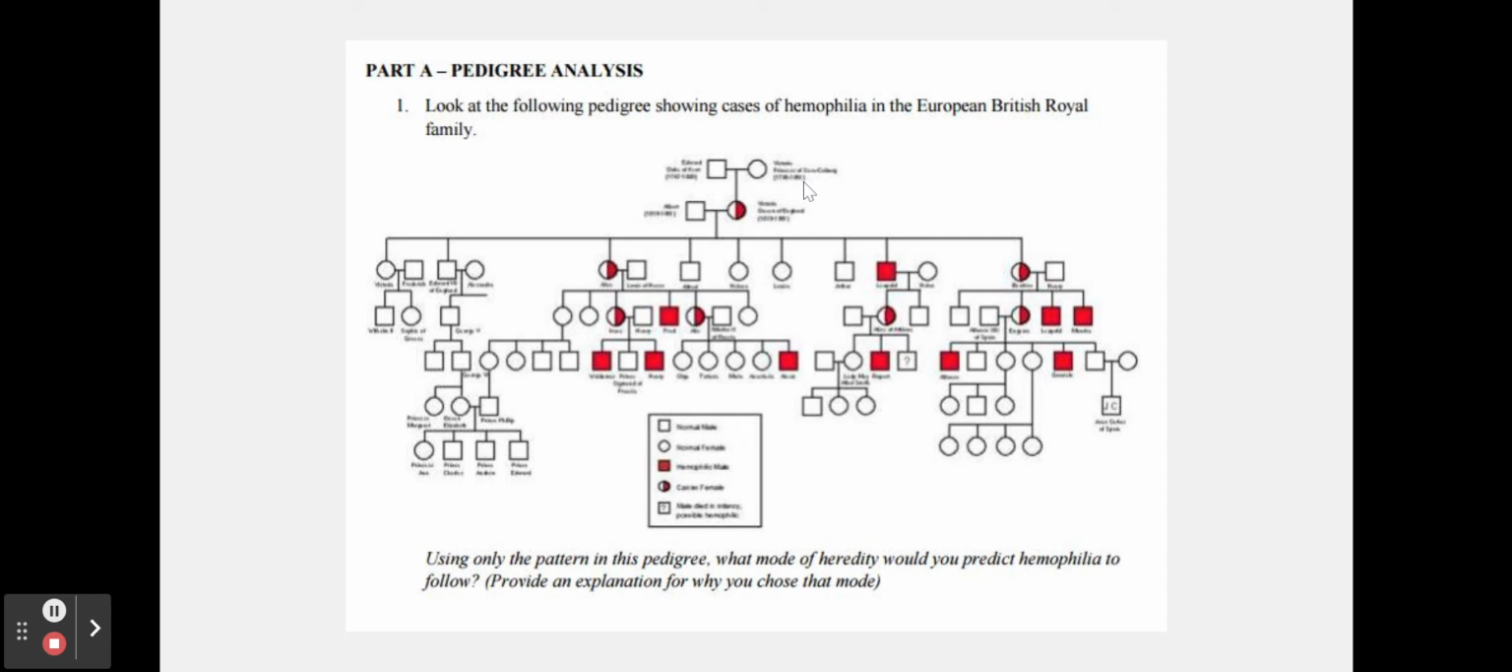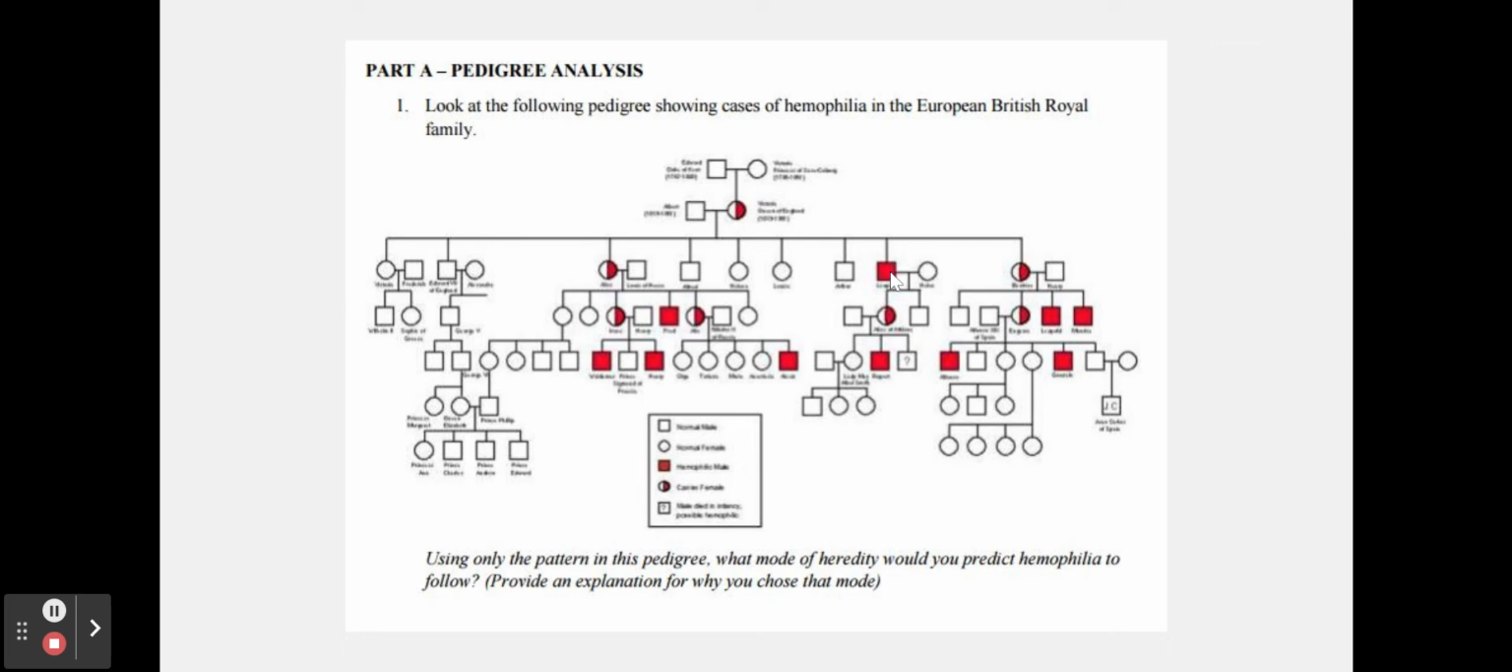Here's a pedigree analysis, and this is how you can sometimes use a pedigree to figure out patterns of inheritance. This is Queen Victoria's family. The British royal family had a lot of hemophilia. In fact, it impacted their succession line. So here, Queen Victoria marries Prince Edward and has a single daughter, who is a carrier for hemophilia. This daughter marries a man without hemophilia. They have 1, 2, 3, 4, 5, 6, 7, 8, 9 children.